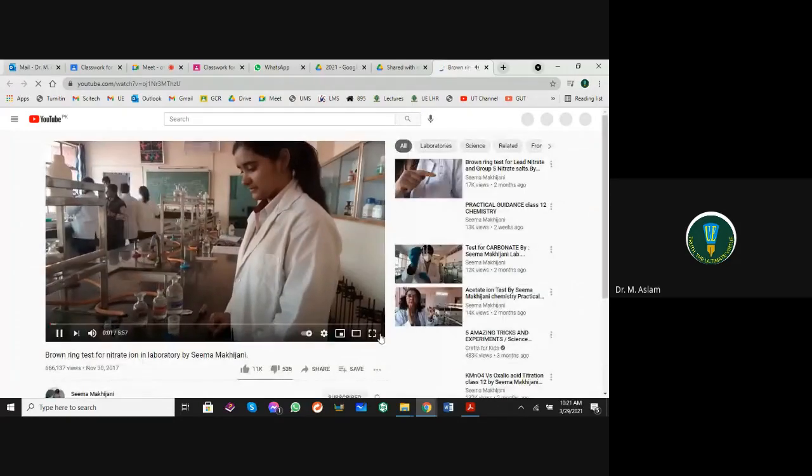Very good morning students, in today's experimental class we'll be detecting one of the anions which is commonly asked in your salt analysis for class 11th and 12th.